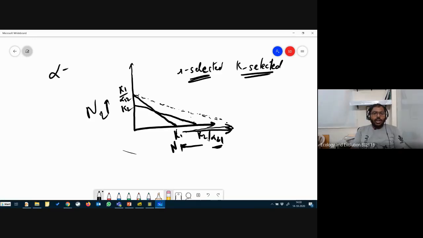This is called alpha selection, where you increase your competitive ability not by increasing K, but by increasing your actual parameters, the competition coefficients. That's one. Anything else that you can think of?